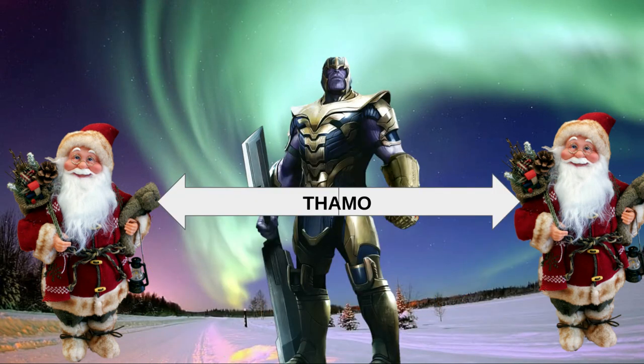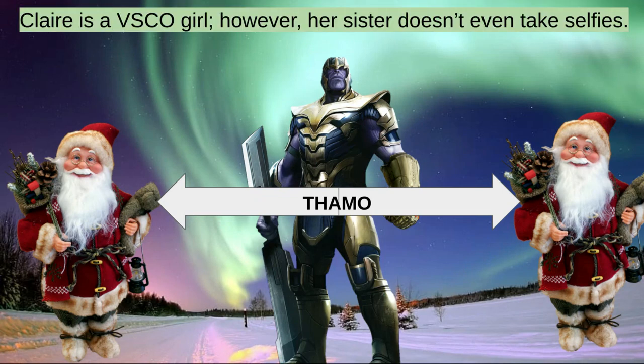Another way you can get a compound sentence is two independent clauses with a thamo. Not Thanos, don't get that confused. Thamo, Thamo, or thamo. So these stand for therefore, however, additionally, meanwhile, and otherwise. So when you see those in a sentence with two independent clauses and commas, you have another compound sentence.